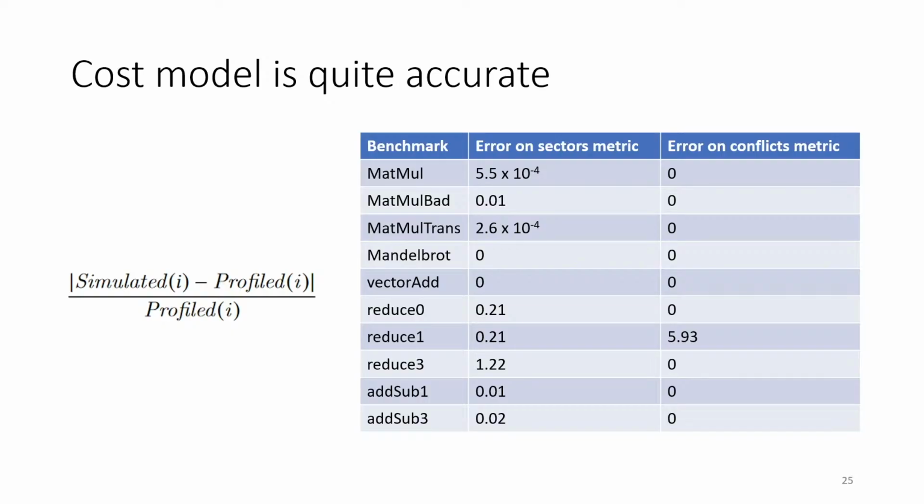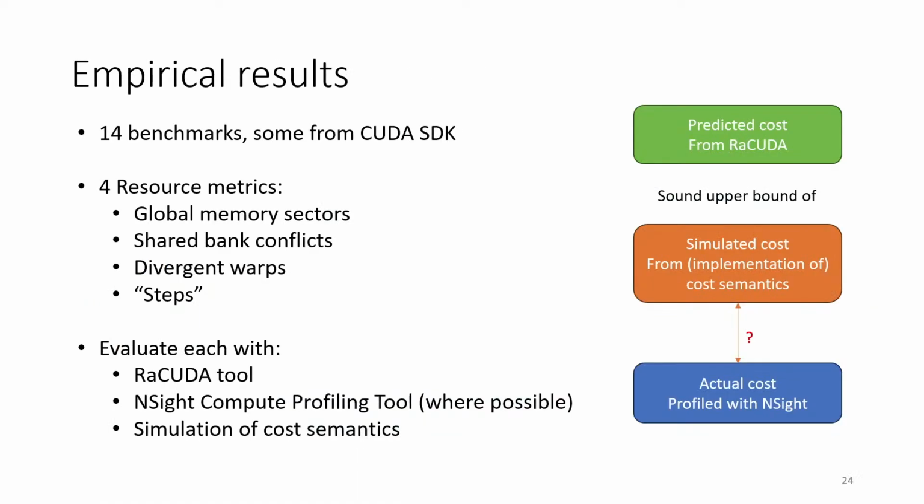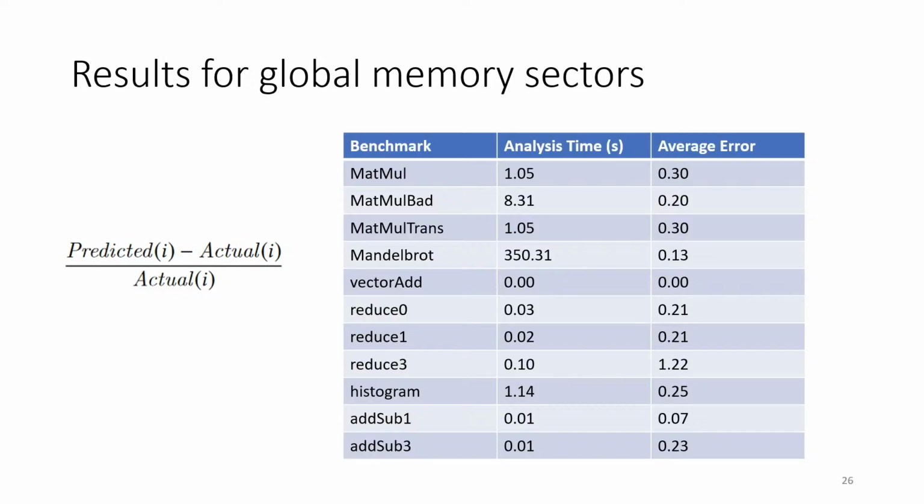And next, this is for the global memory sectors. Our prediction minus the actual profiled result. So this is going in this stack all the way from here to here. So what's the difference between prediction and actual? And also with the analysis time. Analysis times are generally under a second, except for some of the more complicated kernels.